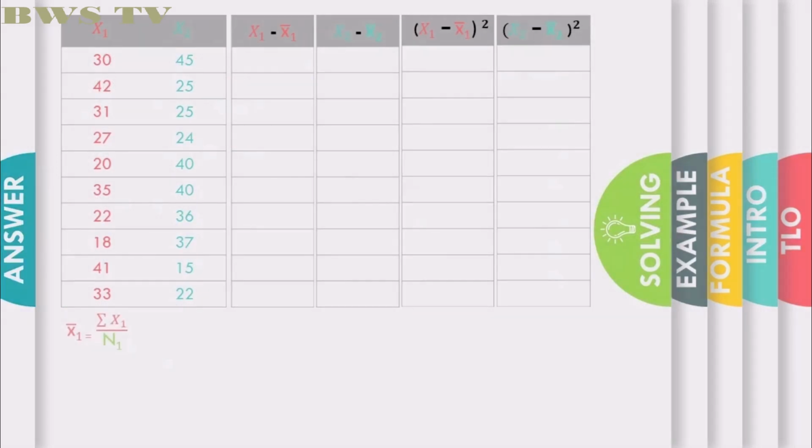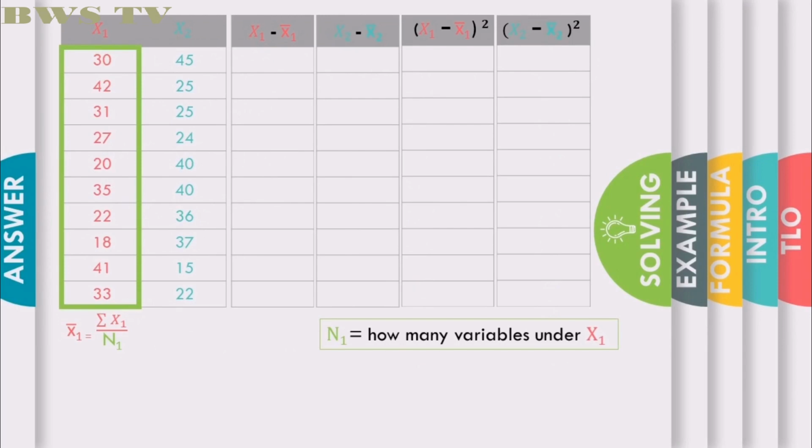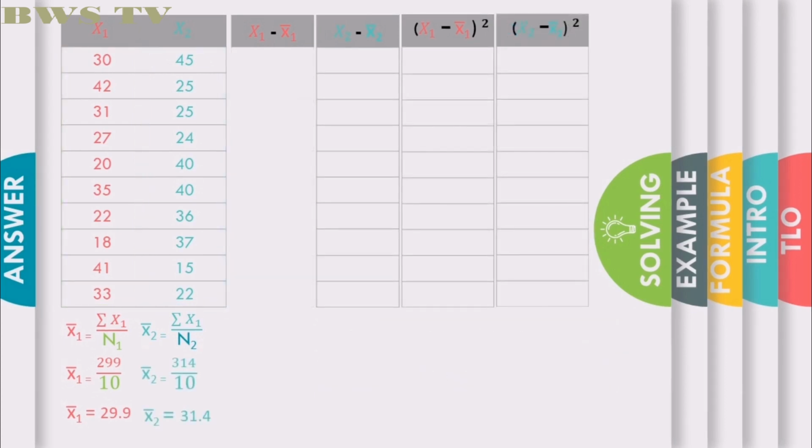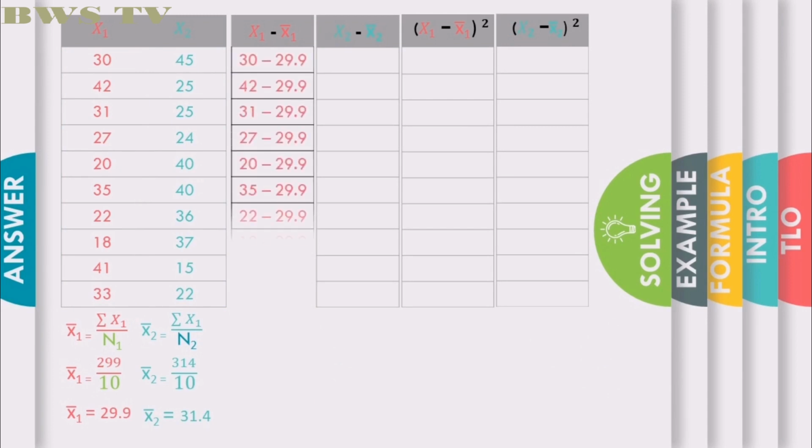First, let's find the mean of x sub 1. Note that n sub 1 is the number of variables under x sub 1. We get 29.9. Note that n sub 2 is the number of variables under x sub 2. We get 31.4. After that, let's try to substitute the values and fill up the table.